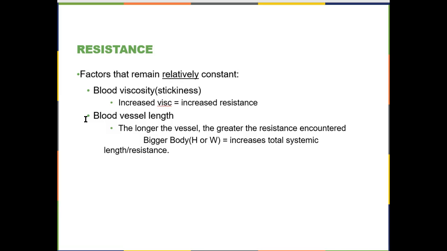Blood vessel length. This one also, once you're fully grown throughout your adult life, remains relatively constant. But there are differences between people, so especially if you are taller, this means your blood vessels are all longer, so you have a greater total systemic length, which increases the resistance and puts strain on the heart. And this is one of the reasons why tall people tend not to live as long as average or short people like me.